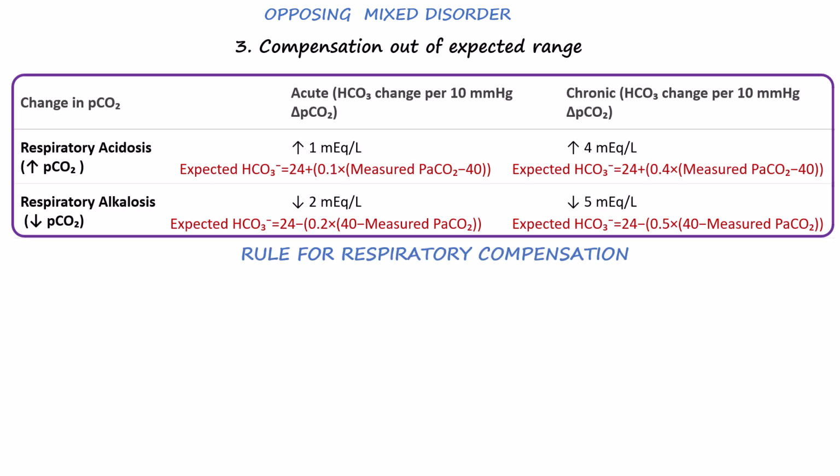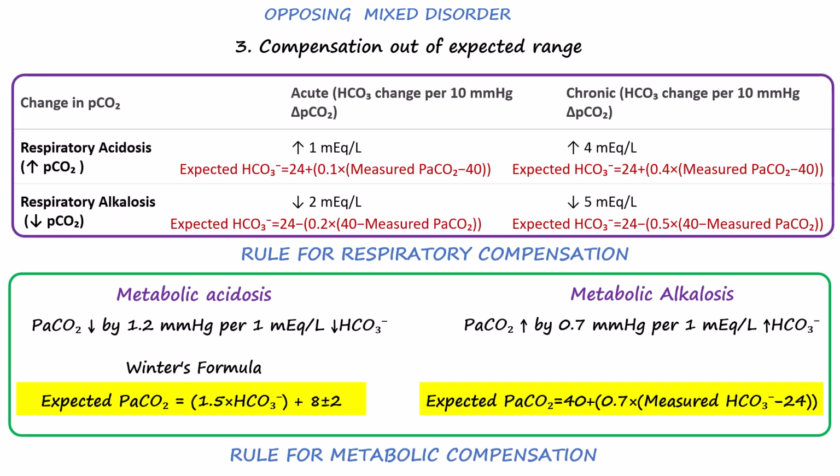Lastly, if the actual compensation deviates significantly from the expected compensation, a mixed disorder is likely. The deviation can either exceed or fall behind the expected range of compensation. For that, we use compensation formulas to check whether the compensation is appropriate. Please watch my earlier videos in the playlist to learn about the compensation rules. The link will be provided in the description.